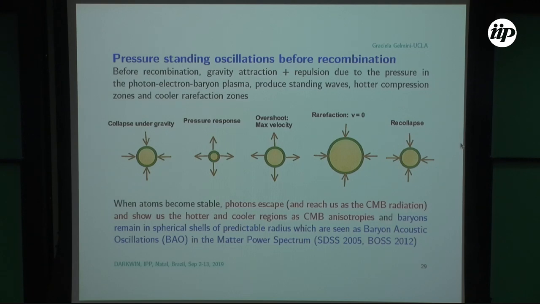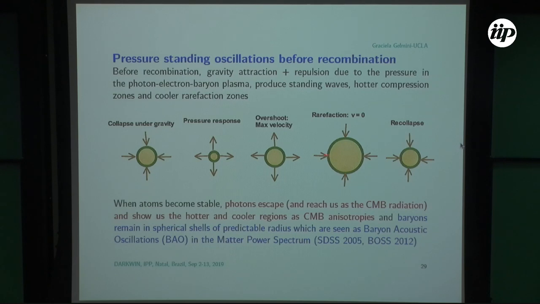When the pressure wins and it makes the inhomogeneity expand again, expansion and contraction are adiabatic. Namely, the temperature increases in the compression and decreases in the expansion. And so it becomes cooler, the pressure decreases, and so on and so forth. Now, when atoms become stable, photons escape, they reach us as the CMB radiation, and they show us like a picture, click, of these different inhomogeneities, that show us the hotter and the cooler regions as CMB anisotropies.